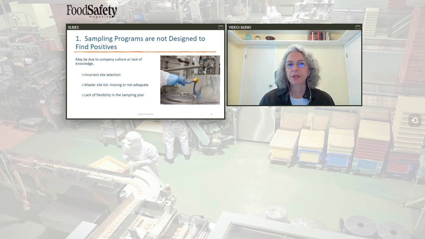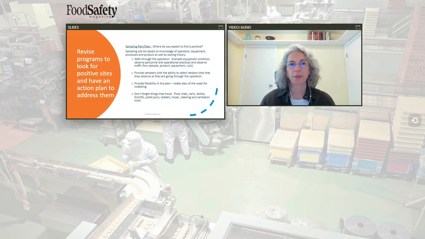So 3 areas that have come up are incorrect site selection, looking in the wrong places, missing master site lists that either don't exist or perhaps are not adequate, and also a lack of flexibility in those sampling plans.